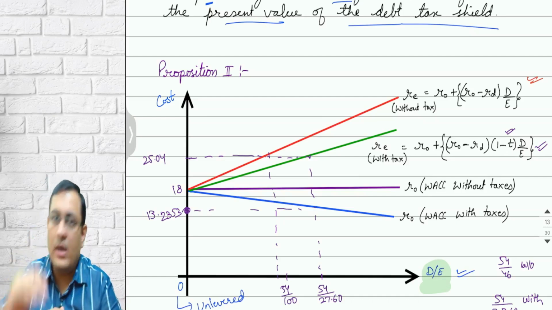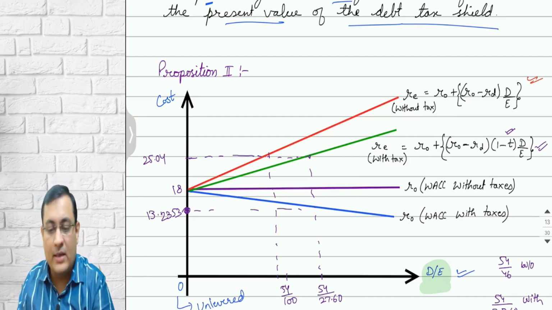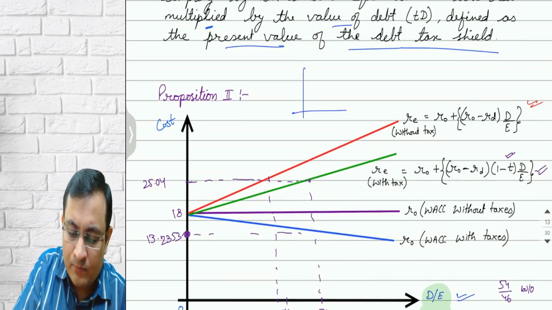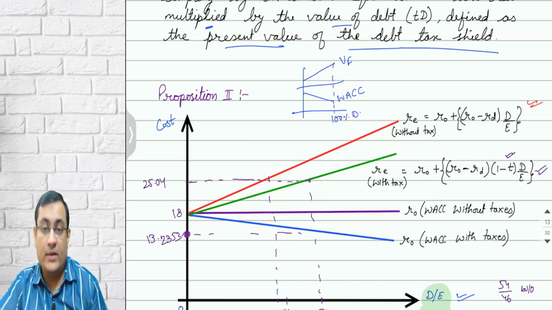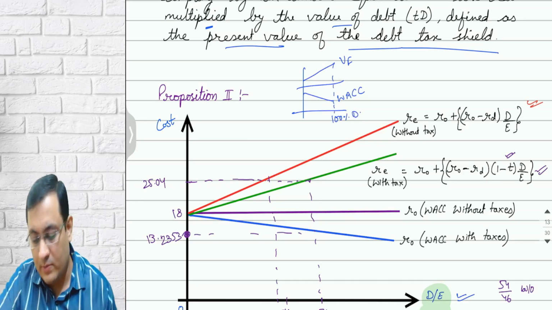WACC is going down and value of firm is going up. In a two-panel graph, WACC is lowest at the point where your value of firm is highest, and this point is 100% debt. This is the optimum capital structure as per the theory with taxation.